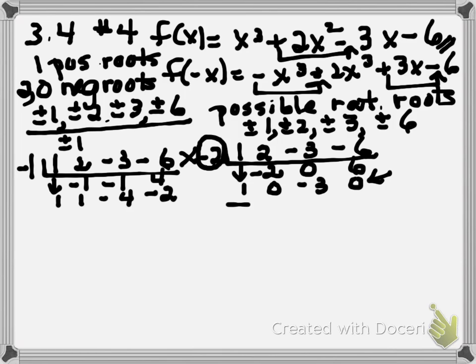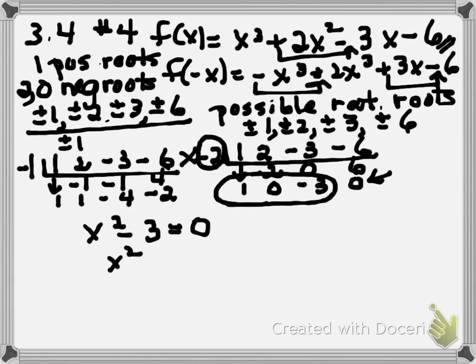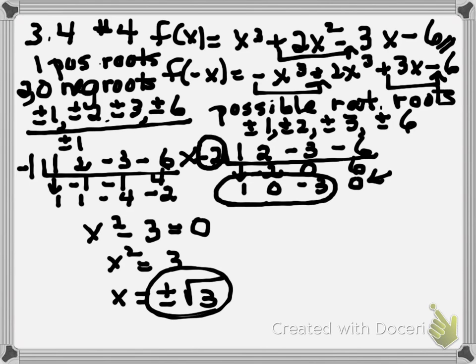Now when I look at this bottom line here, because this was x to the third, this is going to be an x squared minus 3. And when I set that equal to 0, I get x squared equals positive 3. X equals positive and negative square root of 3 for the other two solutions.